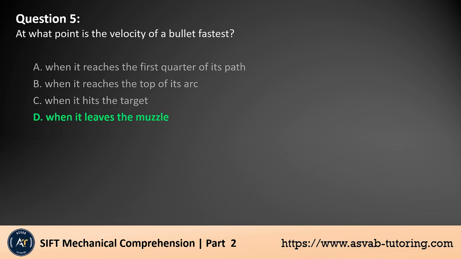The answer is D. The velocity of a bullet is fastest when it leaves the muzzle, because it's at its maximum kinetic energy right after firing. As the bullet travels, air resistance gradually reduces its speed. By the time it hits the target, its velocity has decreased due to this resistance.